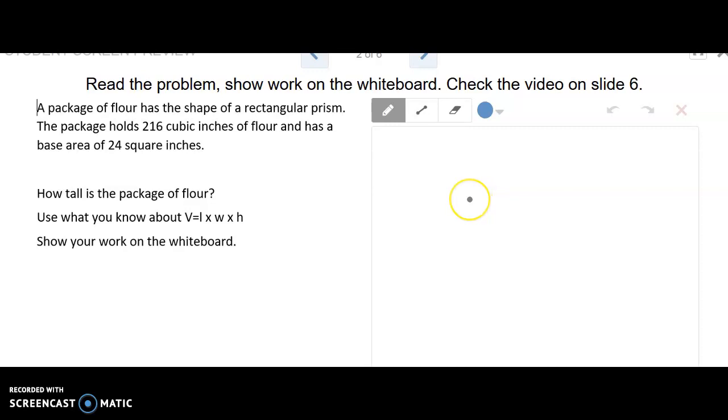All right, boys and girls, this is question number 2 in your Desmos for today. The instructions say to read the problem, show your work on the whiteboard, and then, of course, you're going to check this video to make sure your whiteboard looks like mine.